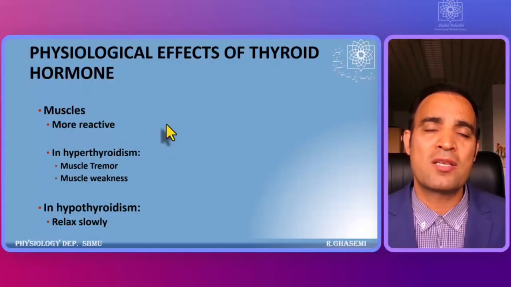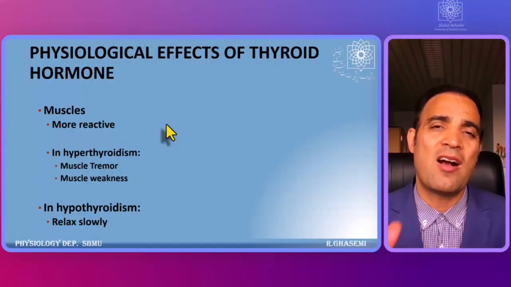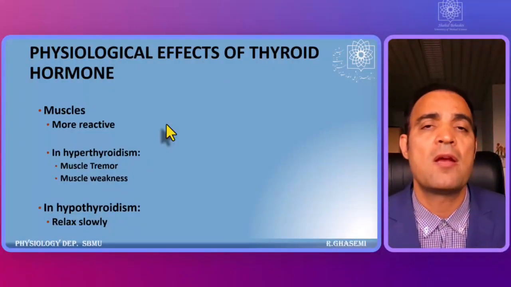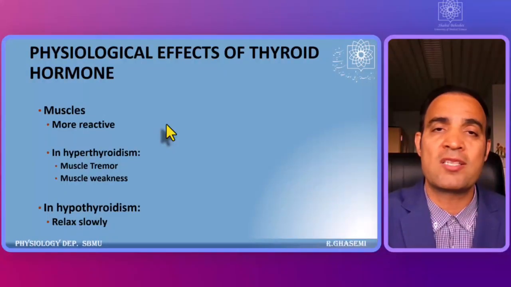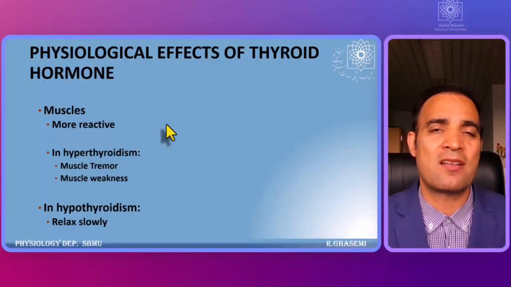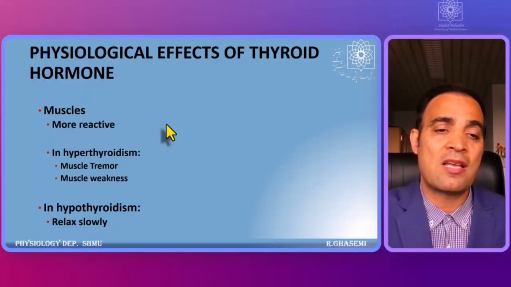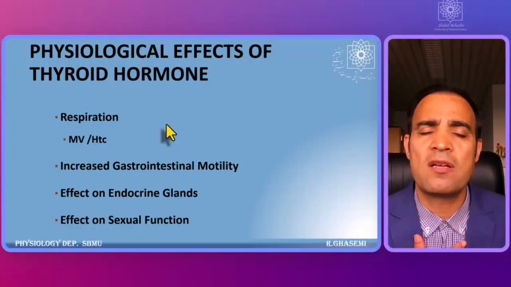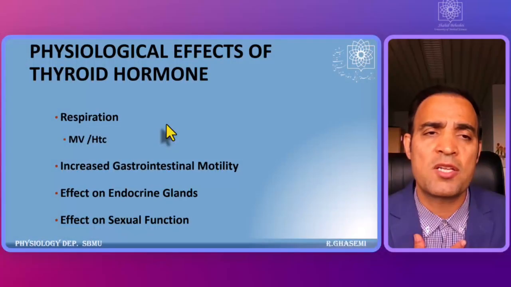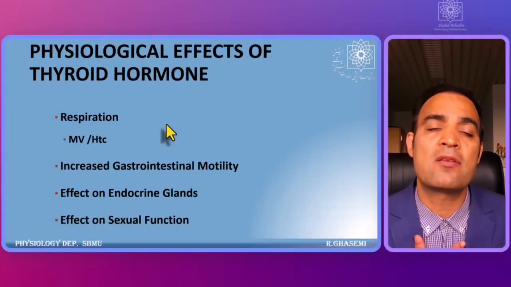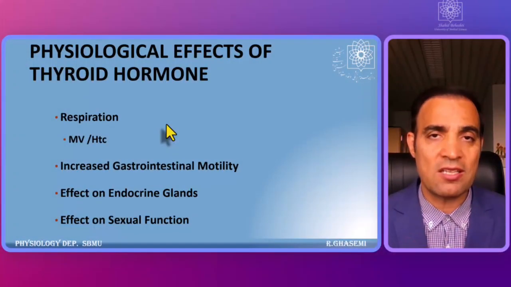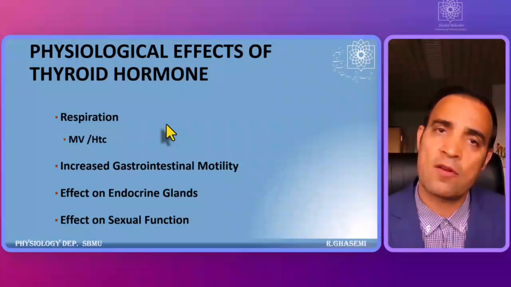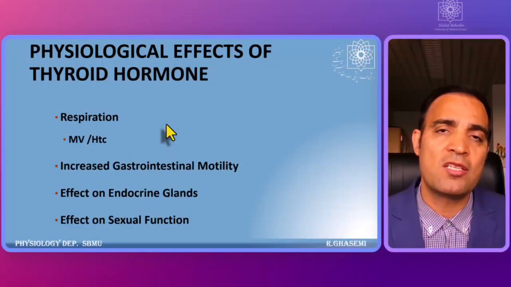Therefore, thyroid patients have atrophied muscle. On the other hand, in hypothyroidism, muscles are not normally functioning because their metabolism is affected negatively, and they are less reactive. In the respiration, what is the effect of thyroid hormone on respiration? It increases the minute ventilation, because the need for oxygen is stimulated by the thyroid hormone. Therefore, the respiration will be stimulated.